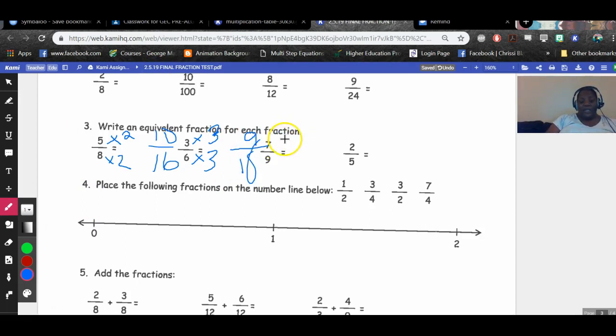Okay, so 9/18. Take any number. I'm going to use 2 again, because it's easy. 7 times 2, 14. 9 times 2, 18.